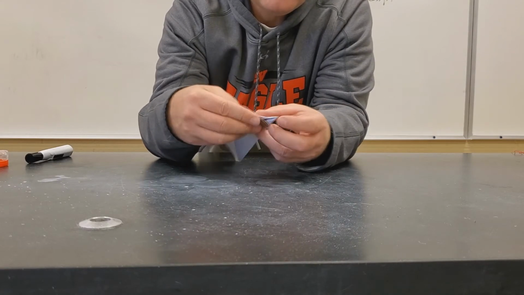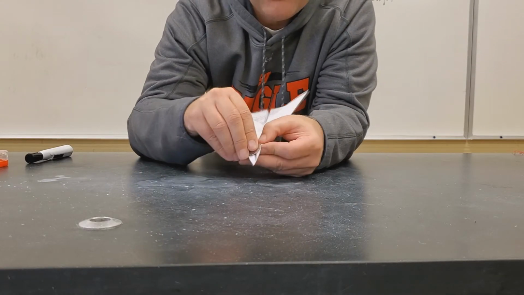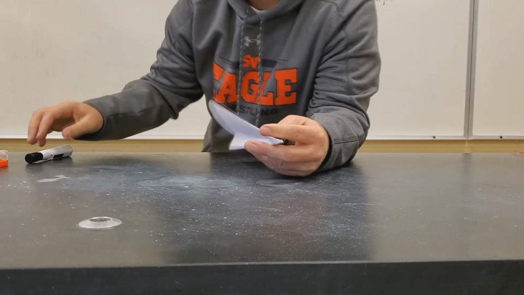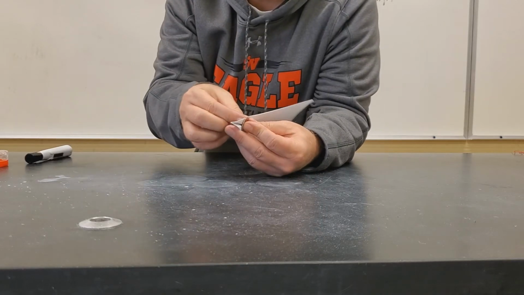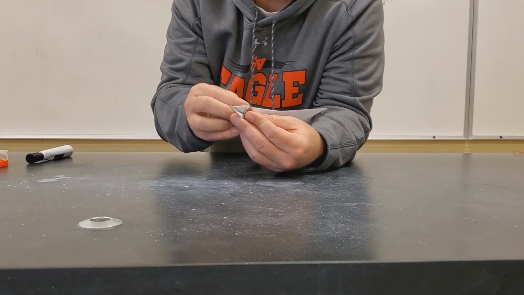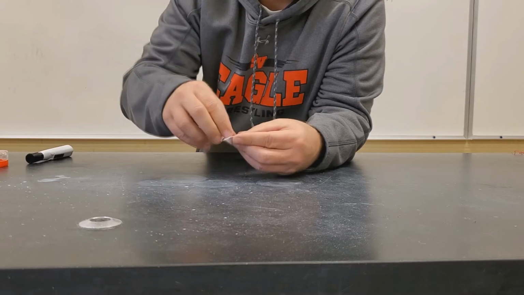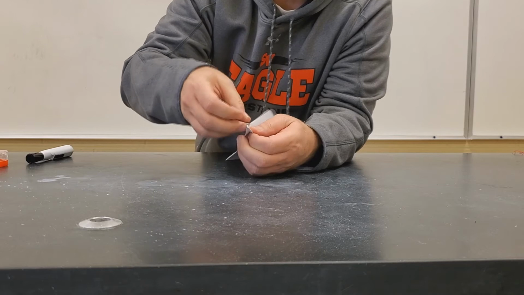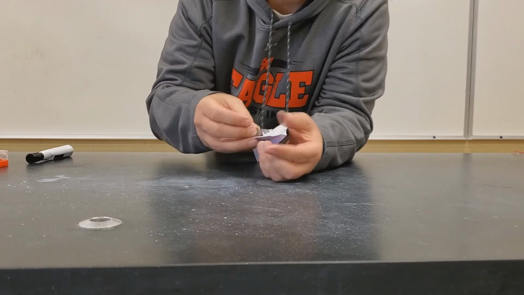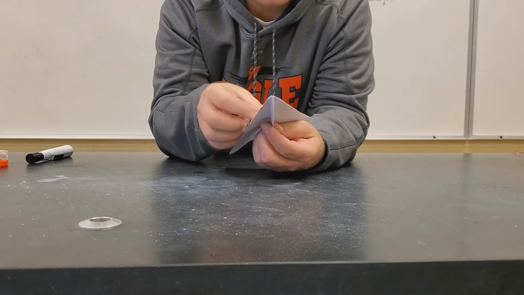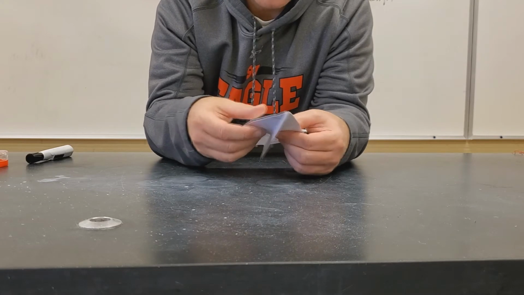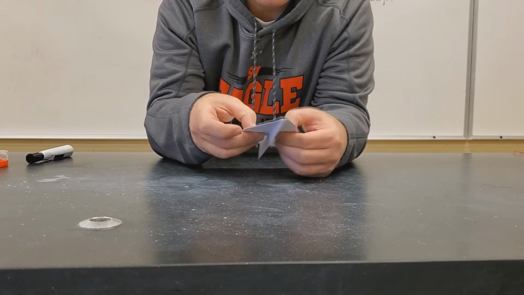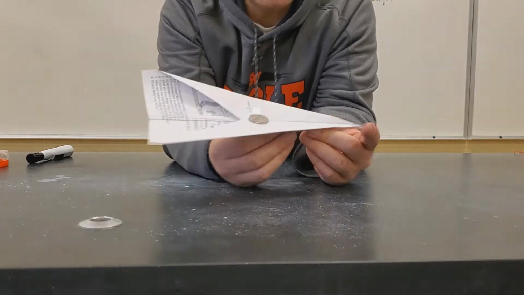Then I'm going to remove the quarter from the front, maybe carefully because I'm going to end up tearing my paper airplane and I don't want to do that. And I'm going to move it to the middle of my paper airplane. Yeah, I ended up tearing my paper airplane a little bit. That's not good. Okay. And I'm going to tape it back down to the middle of my paper airplane.